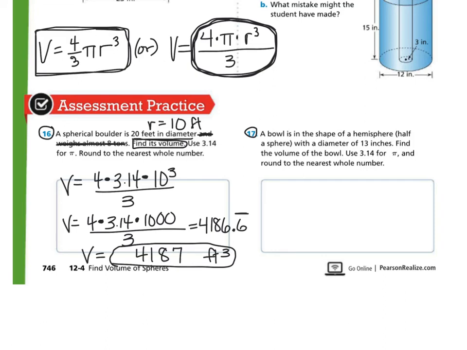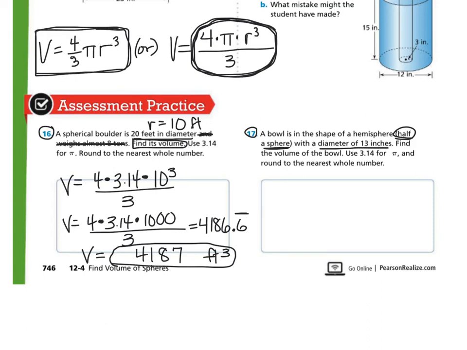Now let's take a look at question 17. A bowl is in the shape of a hemisphere, which is half of a sphere. It has a diameter of 13 inches, and they want us to find the volume of the bowl. So we're going to still use our 3.14 for pi, and we're still going to round our final answer to the nearest whole number. We don't want to do any rounding prior to that unless we absolutely have to.